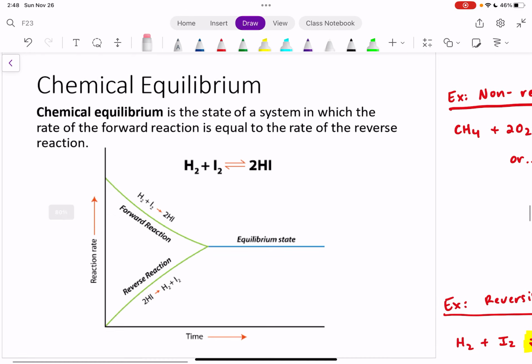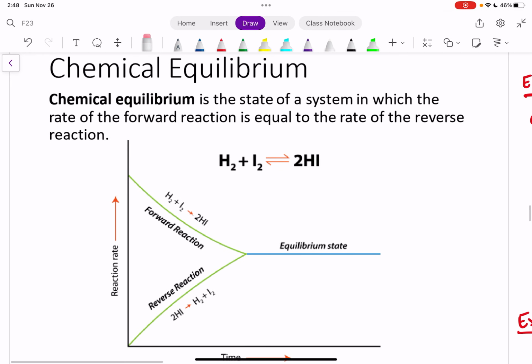So why do we call them equilibrium arrows? Well, in order to understand that, we need to talk about chemical equilibrium. So chemical equilibrium is a state of a system where the rate of our forward reaction is equal to the rate of our reverse reaction. Oftentimes there are two big things that we want to know about as chemists. We want to know how much product we can get from a reaction, or what's our percent yield, and we want to know the rate of our reaction, or how fast does the reaction occur.